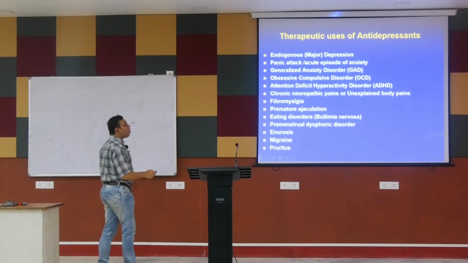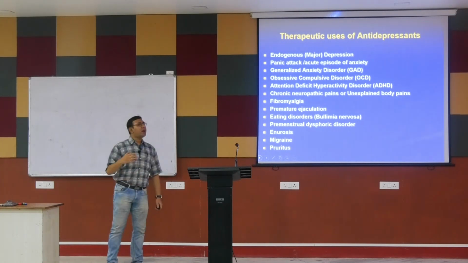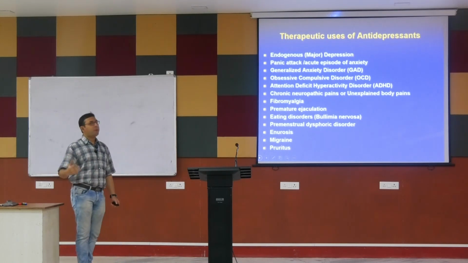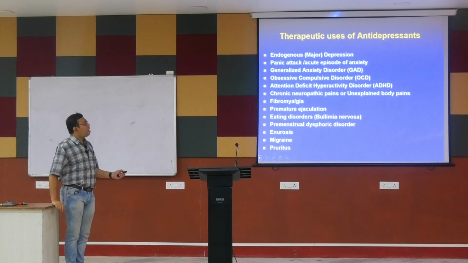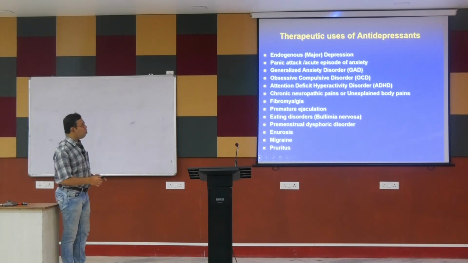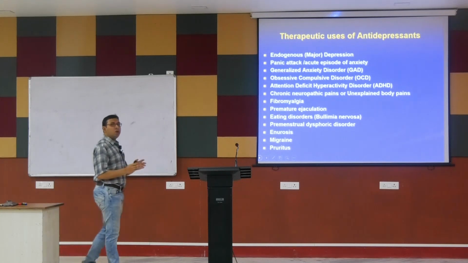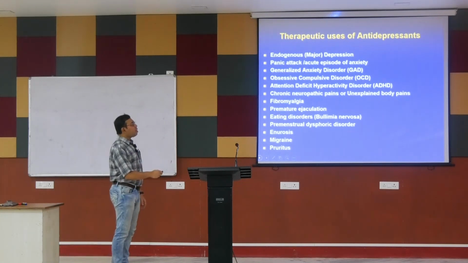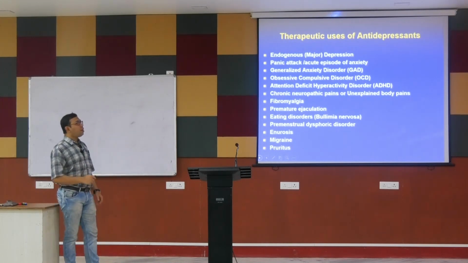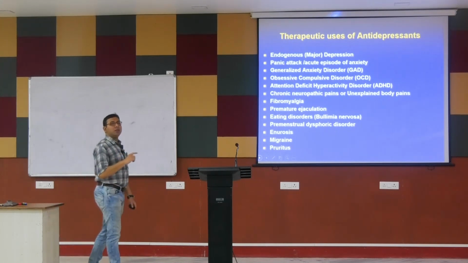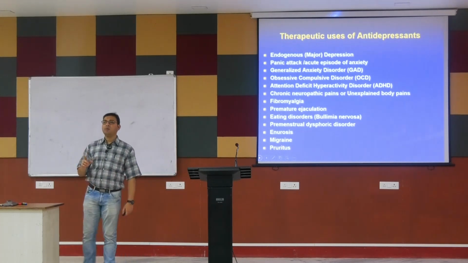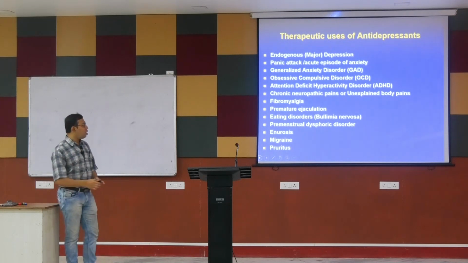Then panic attack or acute episode of anxiety, different types of panic attack. There may be some social phobia or other types of panic attack, acute episode of anxiety, generalized anxiety disorder. These antidepressant drugs can be used in addition to benzodiazepines. Obsessive compulsive disorder, already we have discussed. Attention deficit hyperactivity disorder is mainly seen in children and adolescents. Again, SSRIs are given.